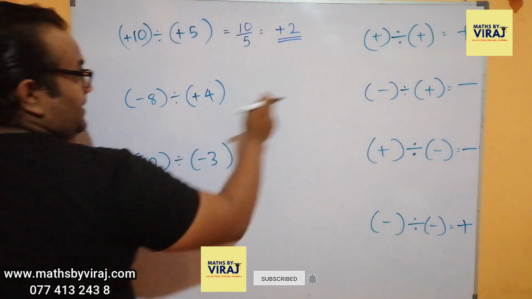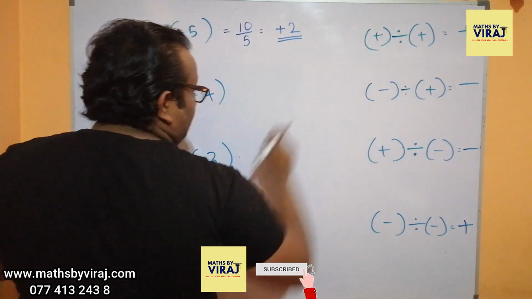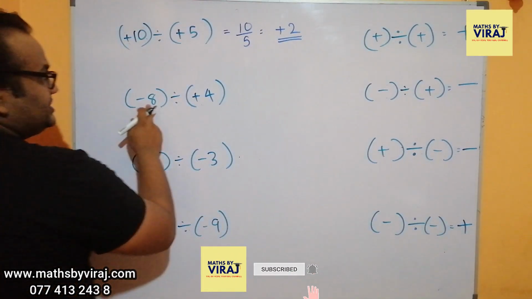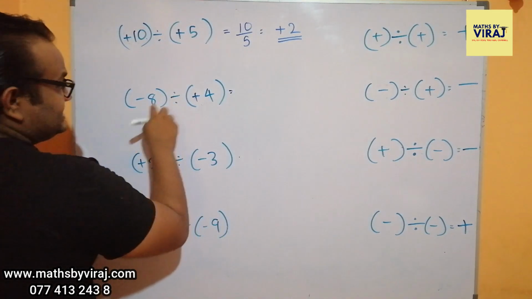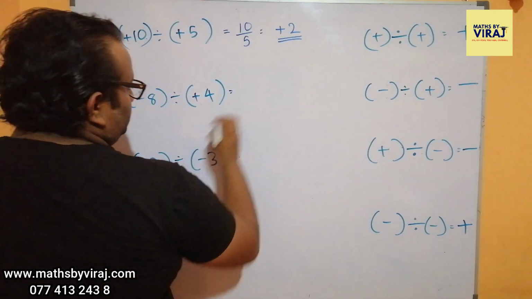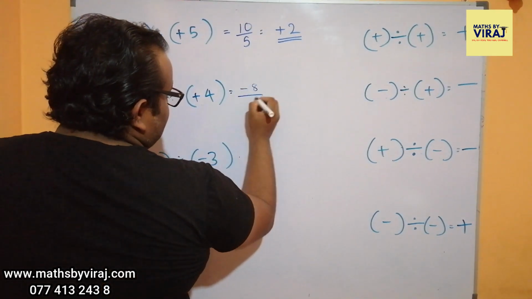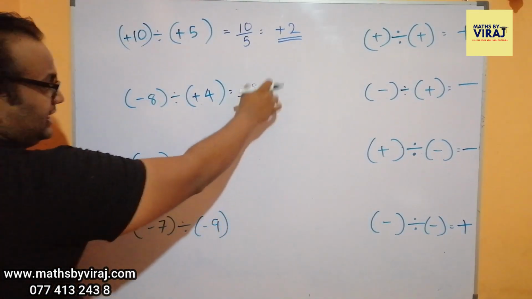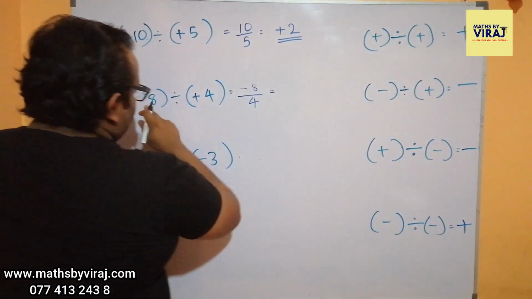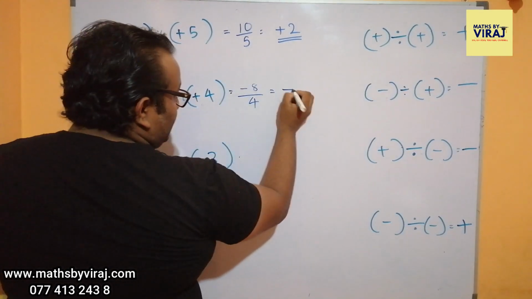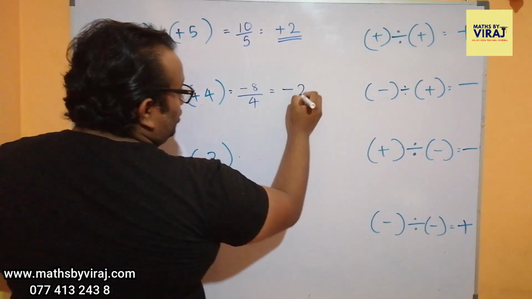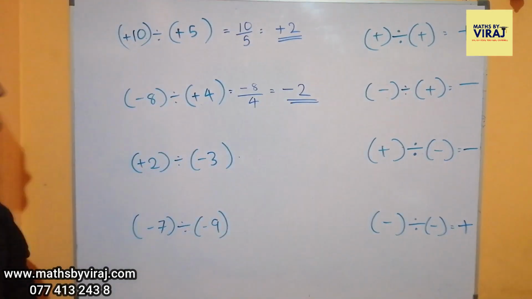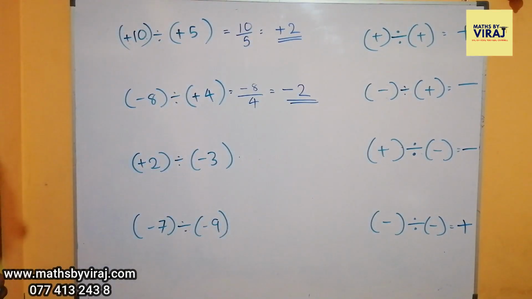Very easy. Minus divided by plus, the answer is minus. You see that minus 8 is divided by plus 4. You can write it in this form as well. The answer is minus divided by plus, minus, 8 divided by 4, 2. Therefore, the answer is minus 2.